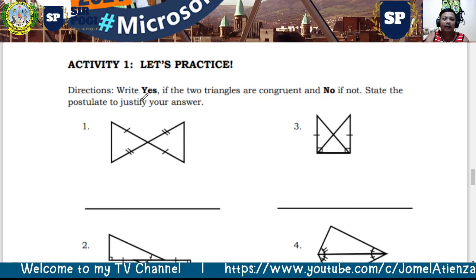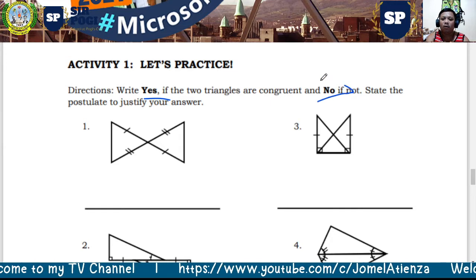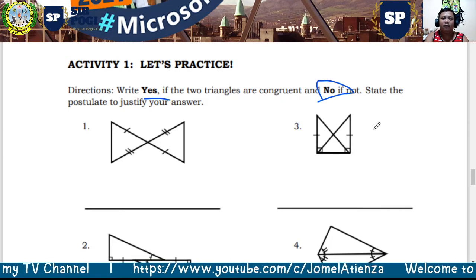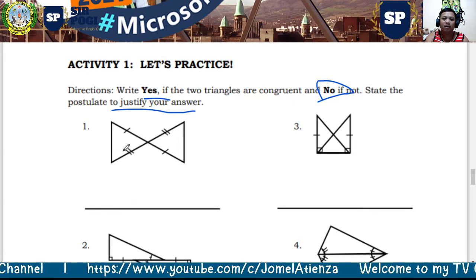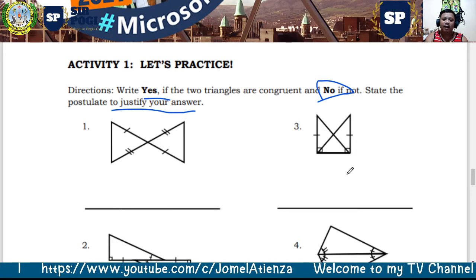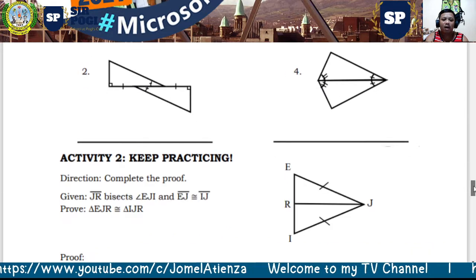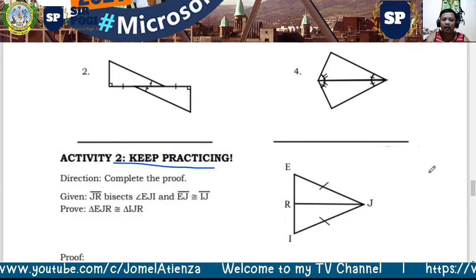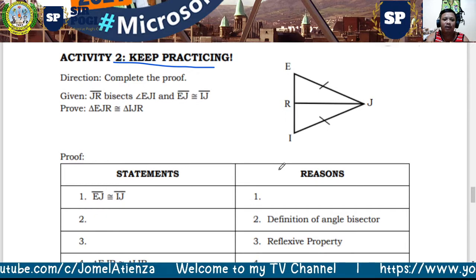For our activity, you are going to write yes if the two triangles are congruent, and no if they are not congruent. State the postulate to justify your answer. For example, in number 1, what postulate is this, and are they equal? Yes or no. For activity number 1, we have 4 items. For activity number 2, keep practicing. Here is the direction: you are going to complete the proof.